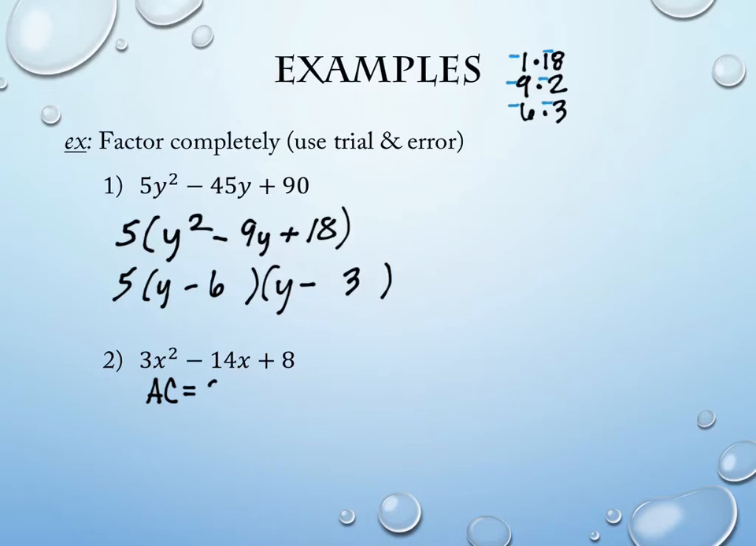So A is 3 and C is 8. So 3 times 8 is 24. B in the middle is negative 14. Okay, so if you'll notice, there is not a 24 in this problem, is there? There isn't. That's something new. I didn't have that happen on the earlier problems.